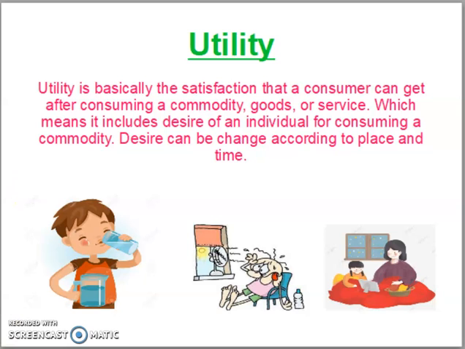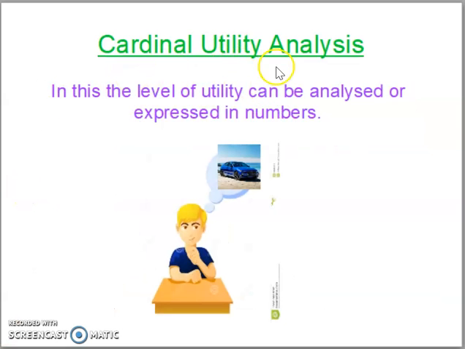Let us talk about the cardinal utility analysis. So basically there are two main utility analyses. The first one is cardinal utility analysis and the second one is ordinal. Today we are going to talk about only cardinal utility analysis. In this, the level of utility can be analyzed or expressed in numbers.